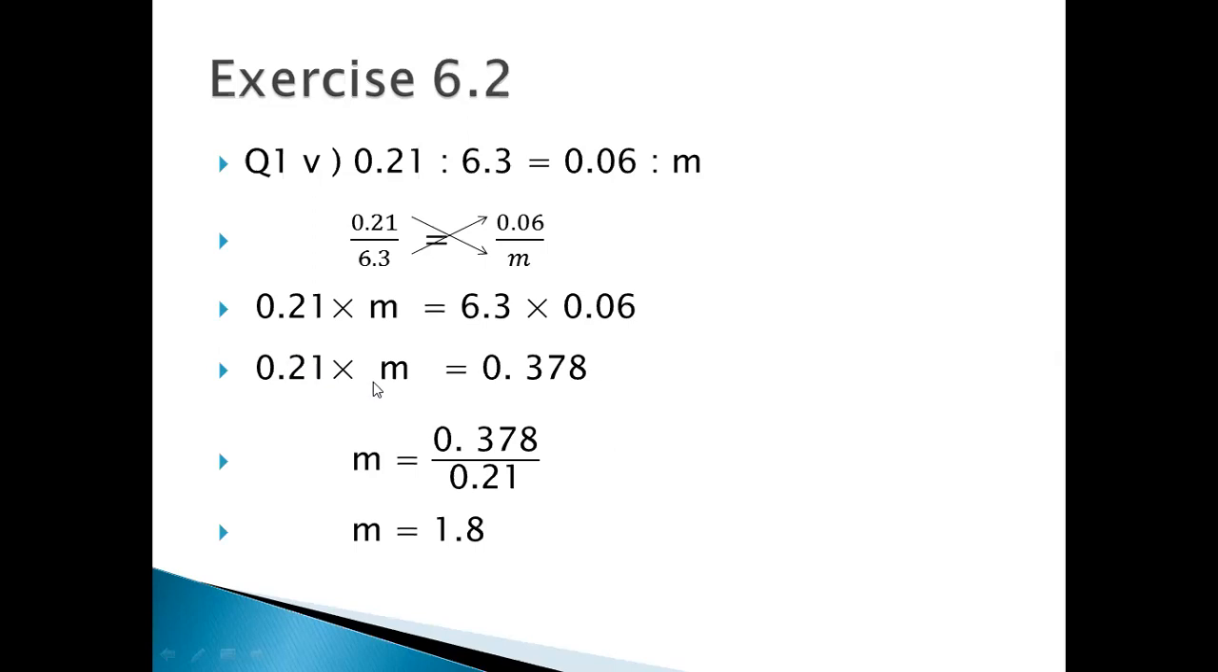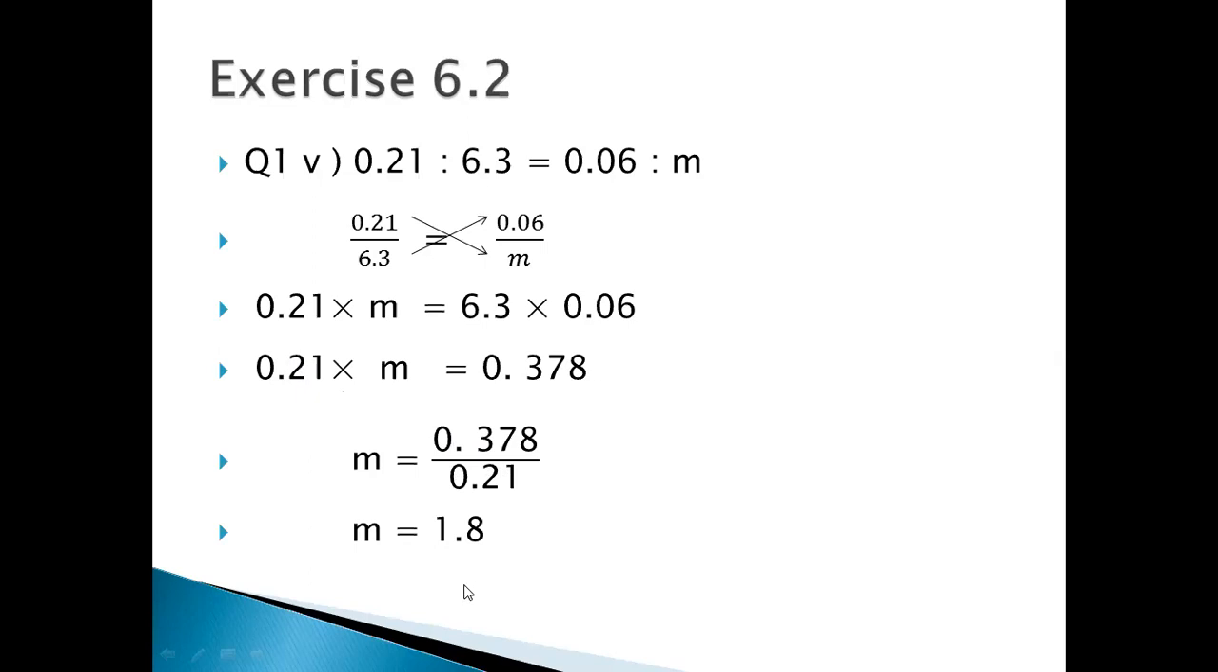Remember one thing, you are going to find the value of m, so any value which is multiplying with m, you shift it to the other side. You know that algebraic rule: if any value is multiplying on one side, when you shift it to the other side, it will be divided. So you divide it by 0.21. When you divide, you will get the value of m, that is 1.2.